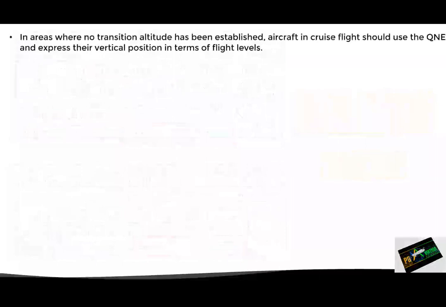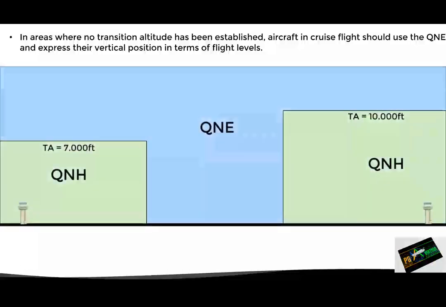Now, another important procedure is that, in areas where a transition altitude or level is not published, or when there is no QNH information, all aircraft must use the QNE and express the vertical position in terms of flight levels. In this example, this aircraft departed using the local QNH from an area where the published transition altitude is 10,000 feet.